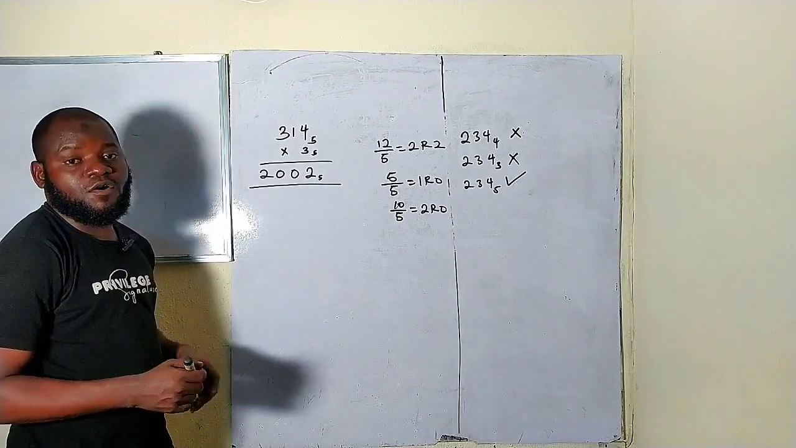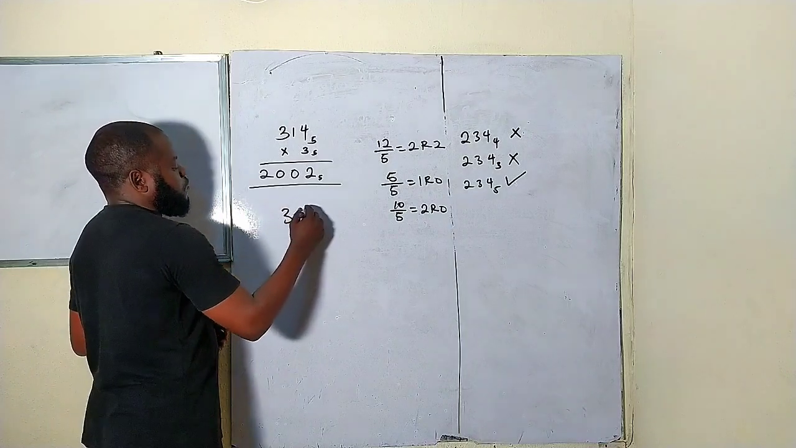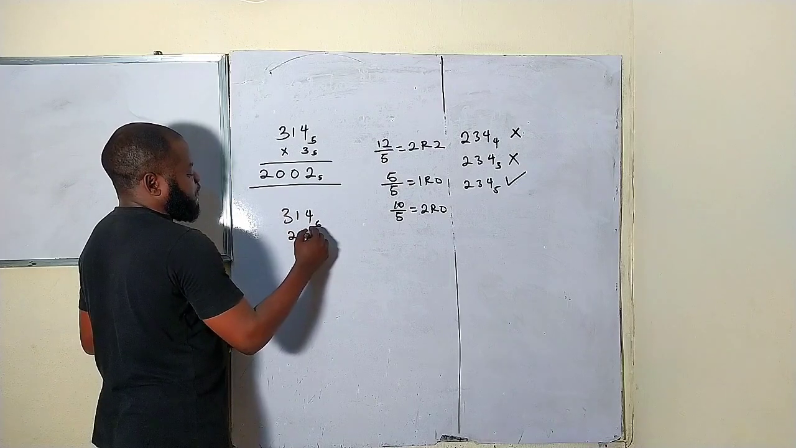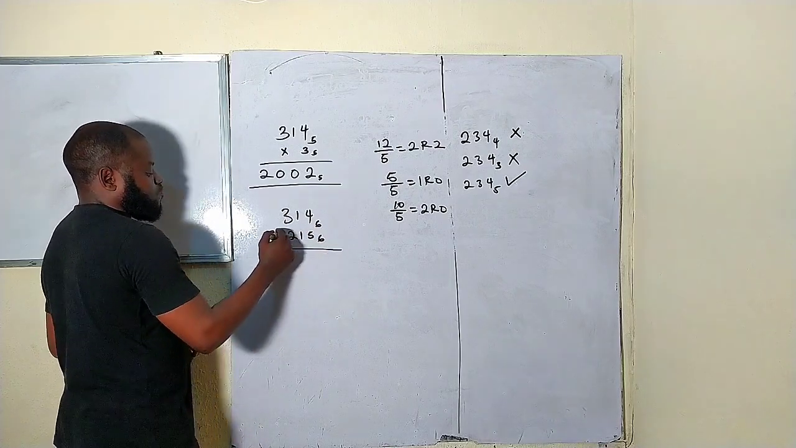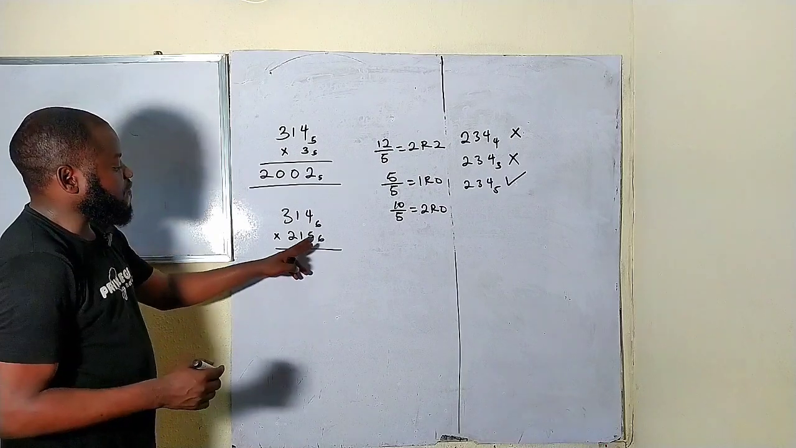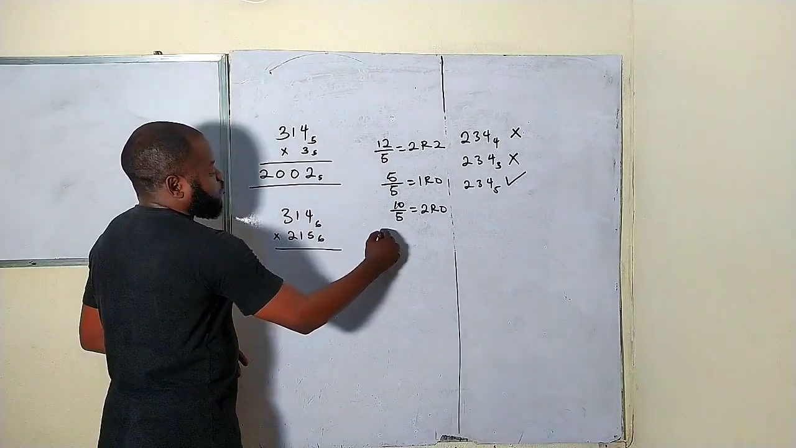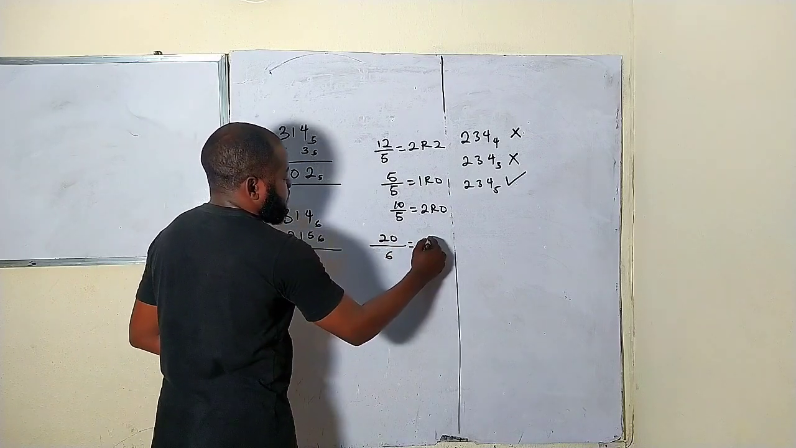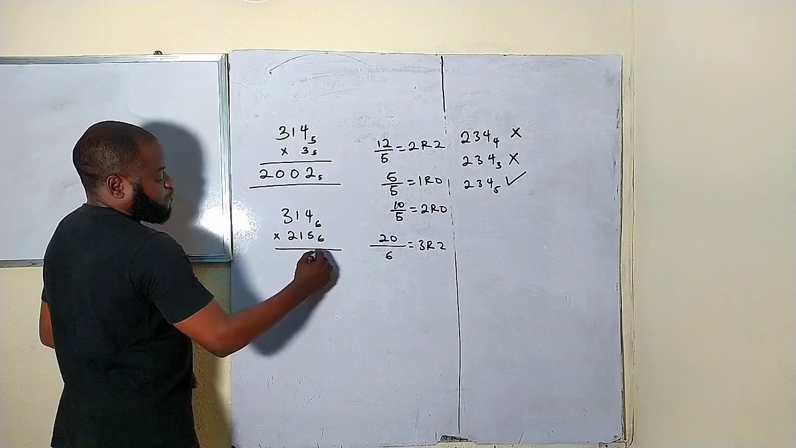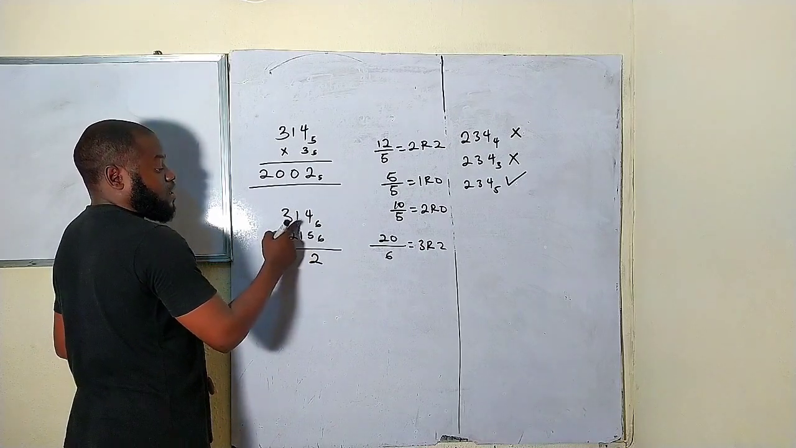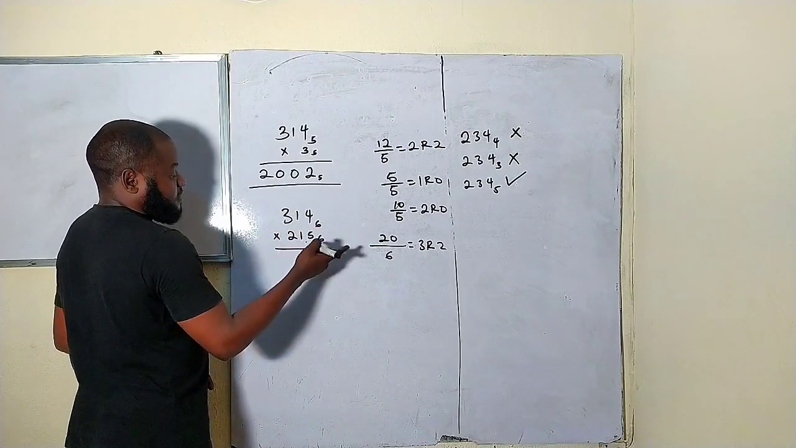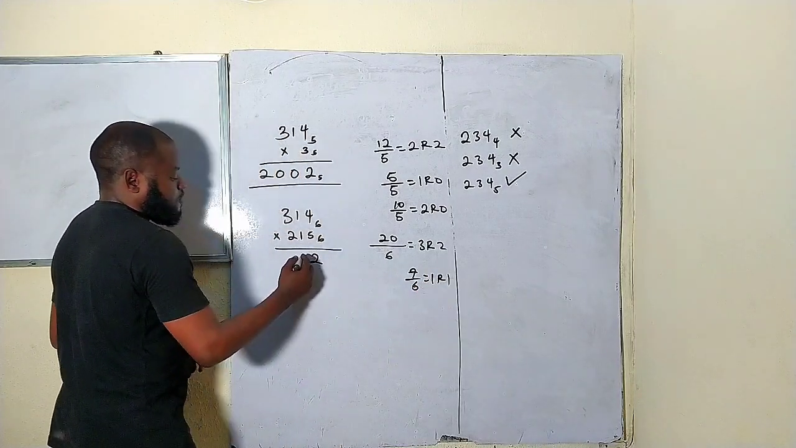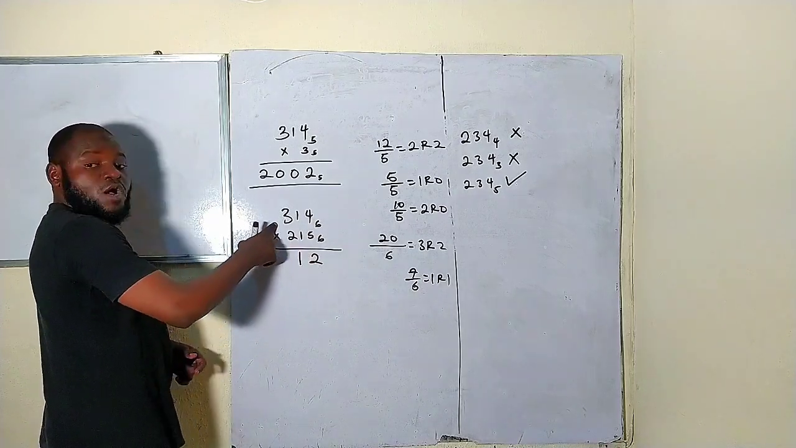Okay, let's make it a bit more advanced. Let's say I have 314 in base 6, for example, to be multiplied by 215 in base 6. We want to multiply these two together. So 5 times 4 will give us 20, right? 20 is greater than 6, so we say 20 divided by 6, that will give us 3 remainder 2, and we write down 2 and we take 3 to this side. 5 times 1 is 5 plus 2, that's 7. 7 is greater than 6, so we say 7 divided by 6, that will be 1 remainder 1. So we write down 1 and we take the remaining 1 to this side.